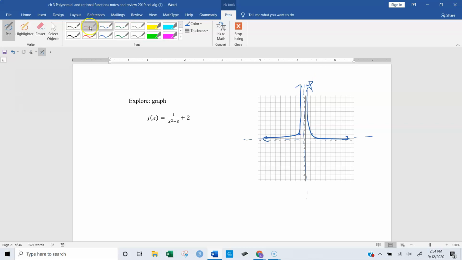Okay, now let's graph our moves. So +2 means it moves up 2, which means my horizontal is equal to y equals 2. So we go to 2 and we graph our horizontal in. Okay, x squared minus 3. So now we know we move opposite. So I know my vertical is going to move right 3. So I can go right 3 and put this in.